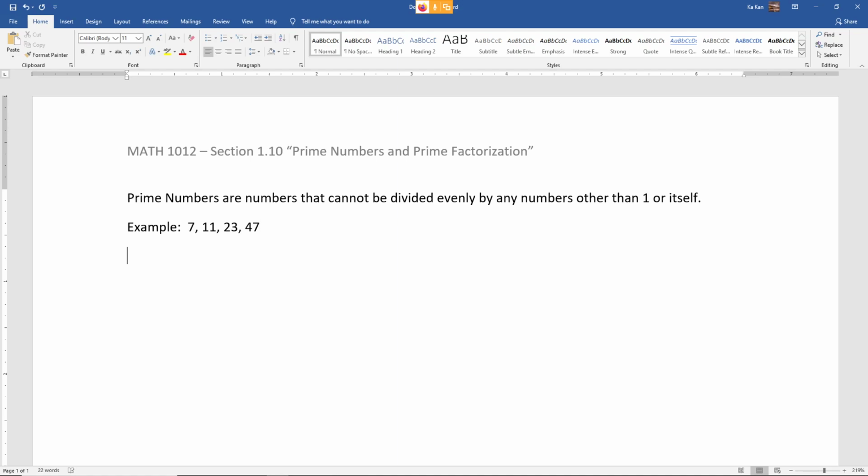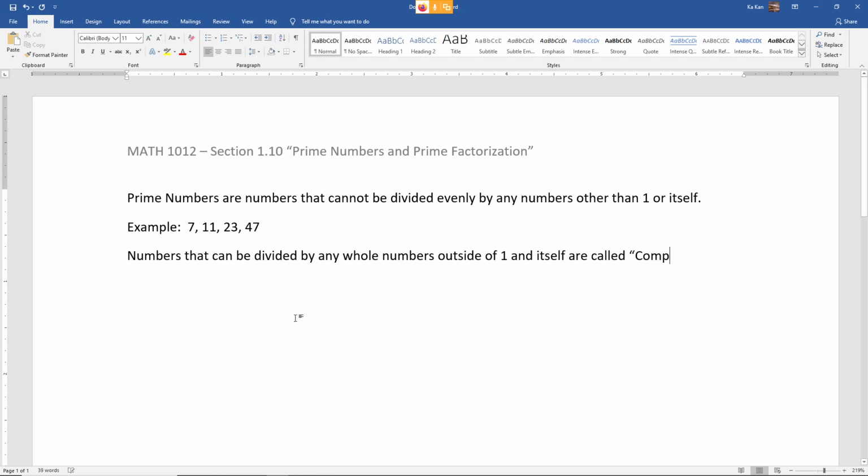The opposite is numbers that can be divided by any whole numbers outside of one and itself, are called composite numbers. Composite numbers, like it is composed of something. So for example, 15 is a composite number because 15 is 3 times 5.